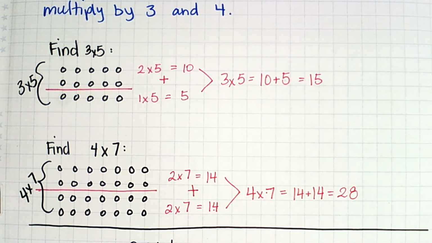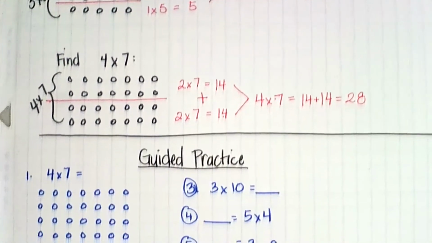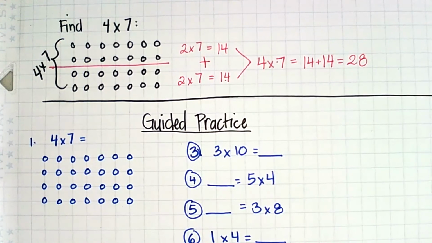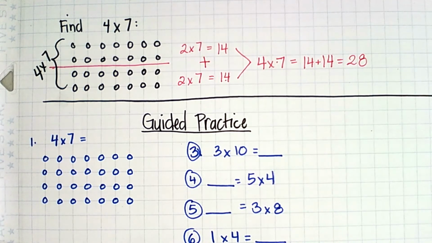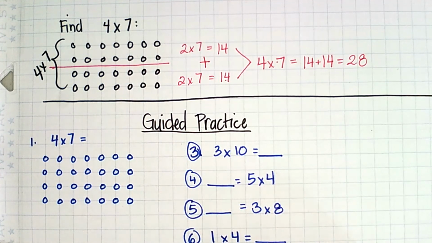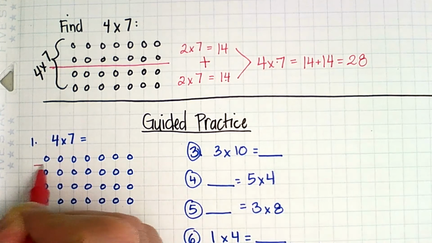Now, for our guided practice, our first question tells us that we have 4 times 7, just like we had above. What is another way that we can split 4 times 7 other than splitting it into 2 equal groups where it's 2 times 7 plus 2 times 7? Now, this is something we just talked about. I can split it right here if I want to.